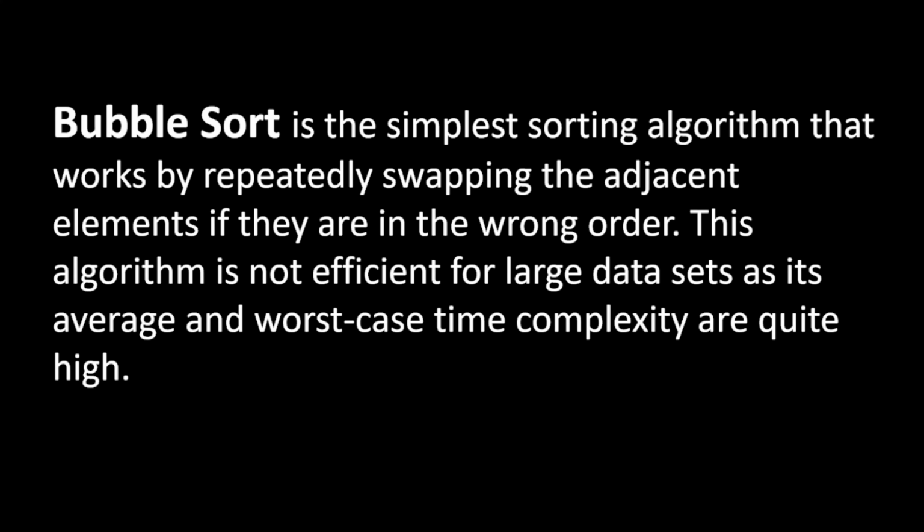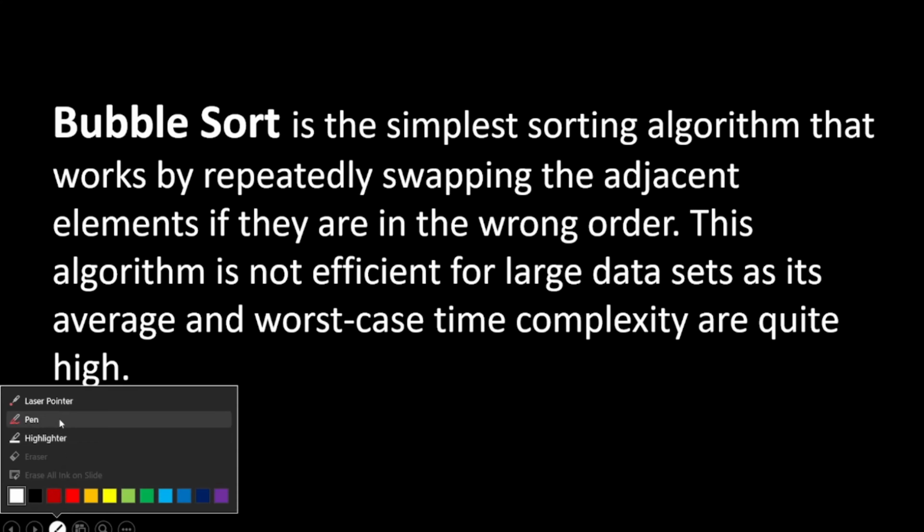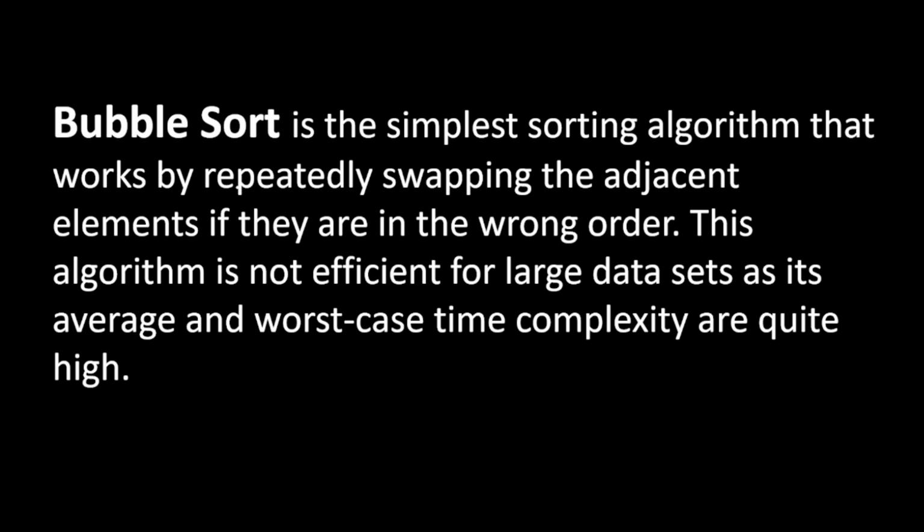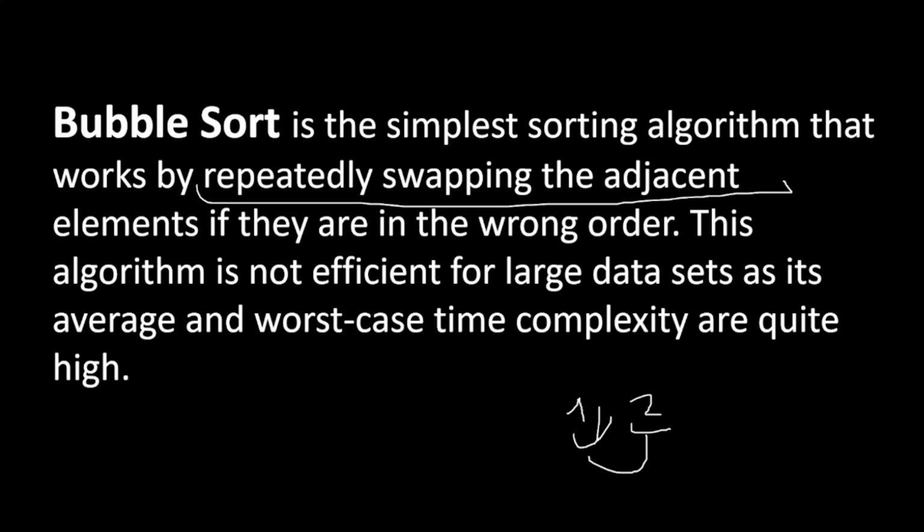So what it does is repeatedly swap the adjacent elements. If you have one and then two, and you want to make it a descending order, 2 is greater than 1, so we will swap it, right? So this is what swapping means. Adjacent means one after another. That's what it means.